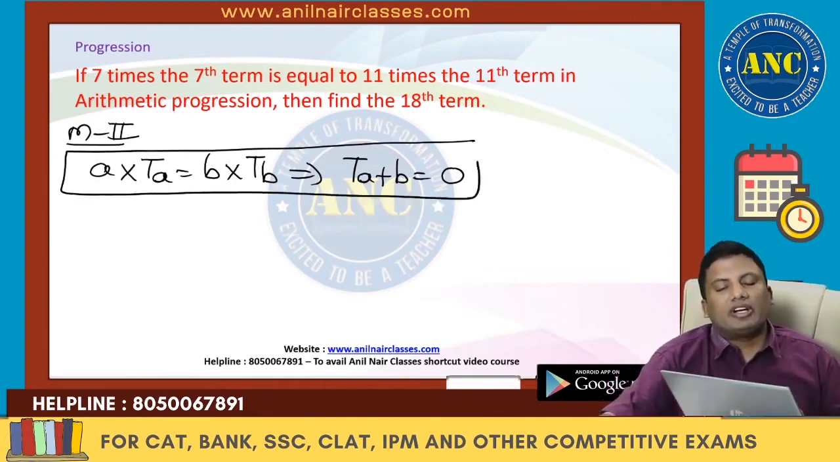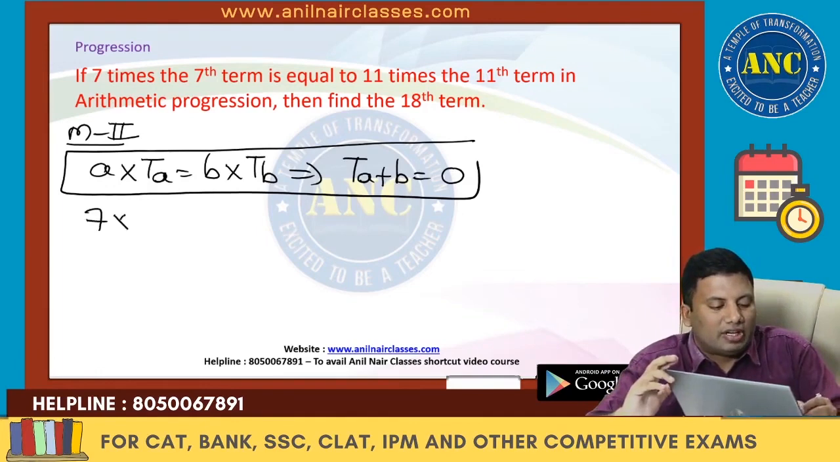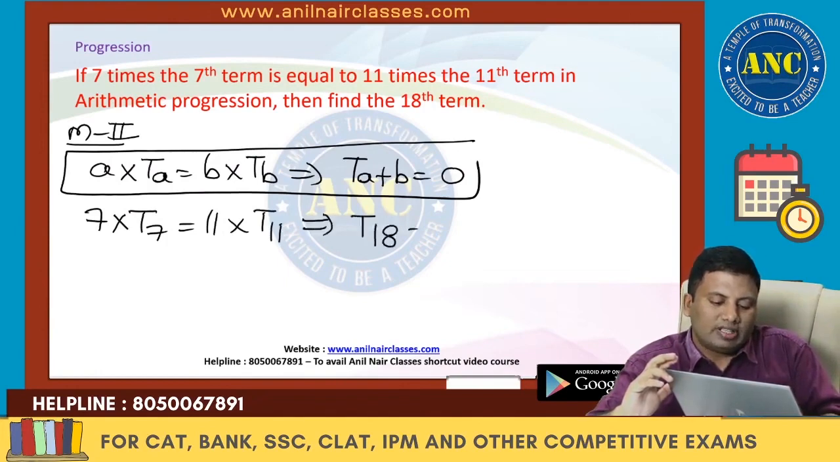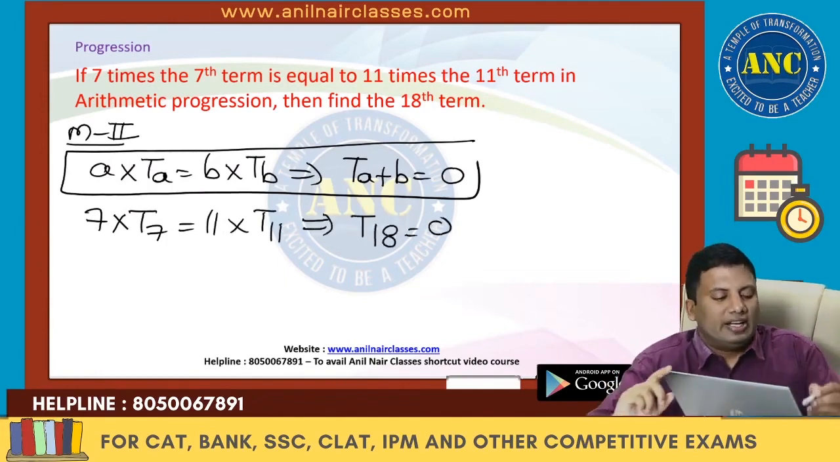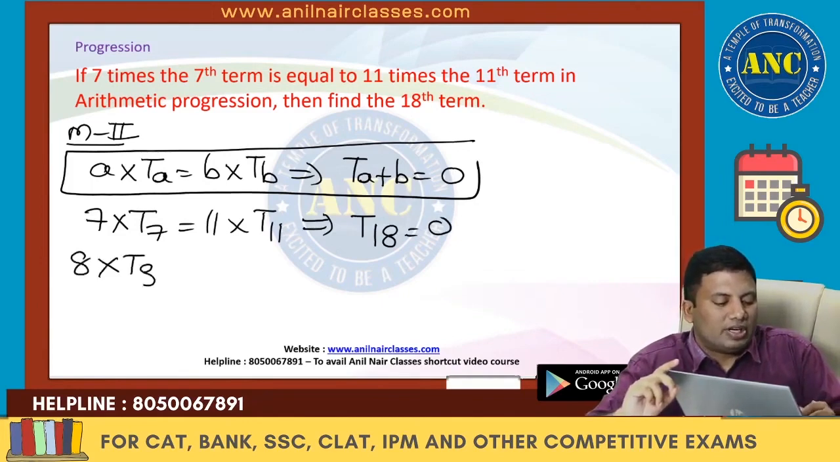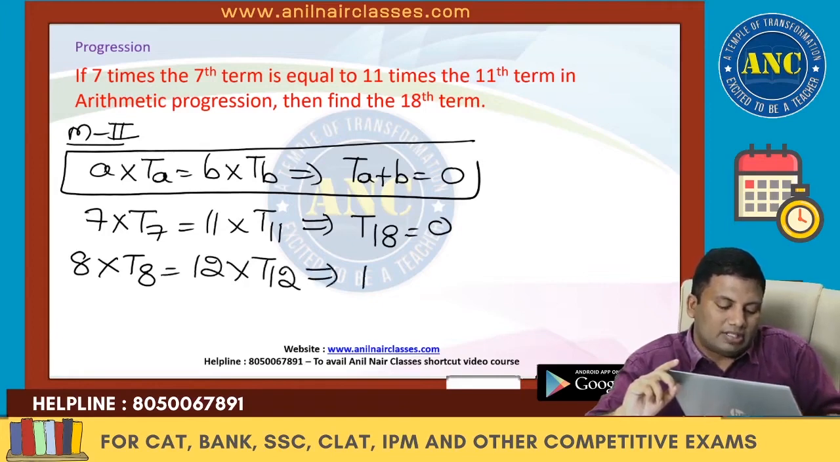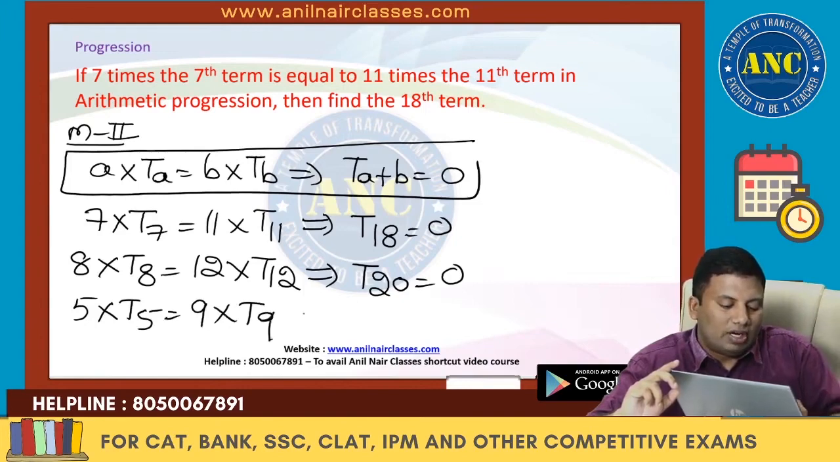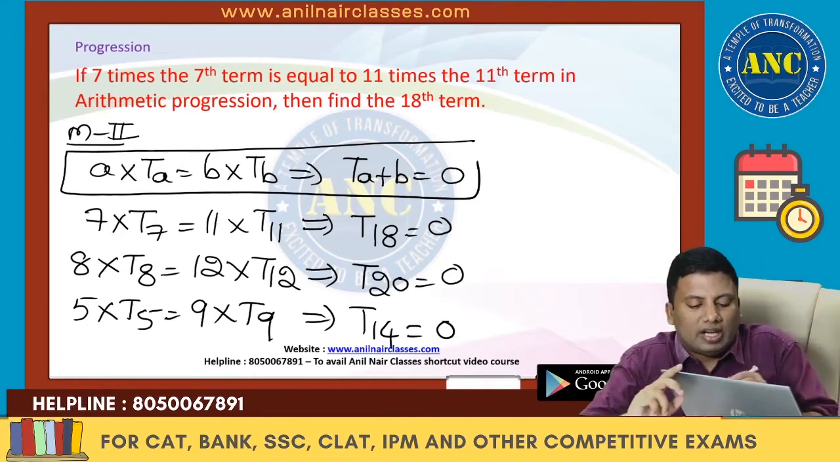7 times the 7th term equivalent to 11 times the 11th term: 7 into T7 equivalent to 11 into T11. T of 7 plus 11, T18, is 0. 8 times the 8th term equivalent to 12 times the 12th term, and what will be the answer? 8 plus 12, T20, equivalent to 0. 5 times the 5th term equivalent to 9 times the 9th term, what will it be equal to? T14 will be equivalent to 0. I hope this idea is clear.